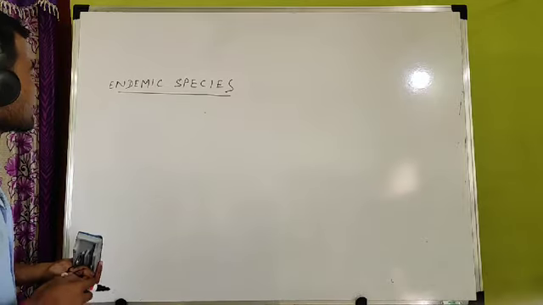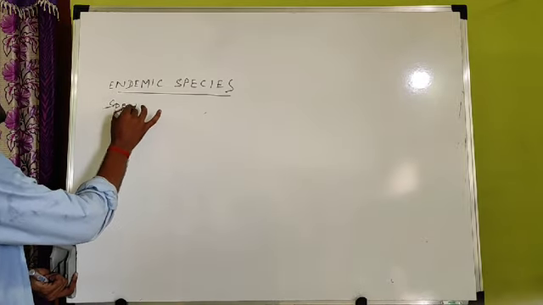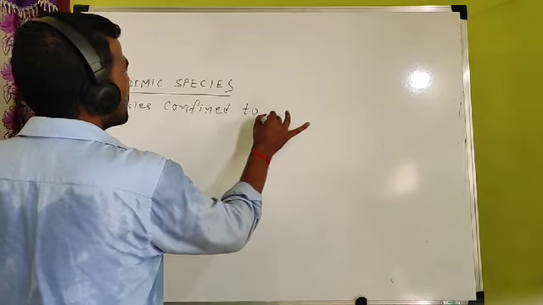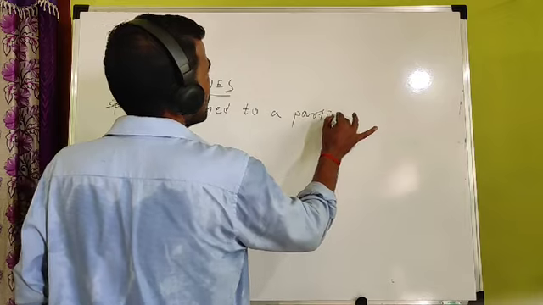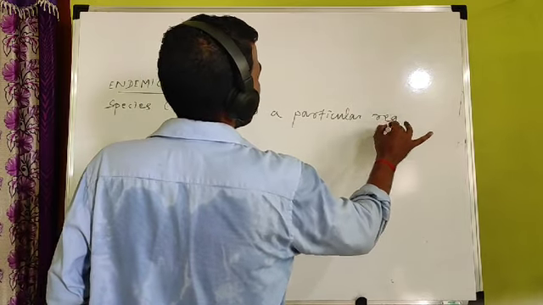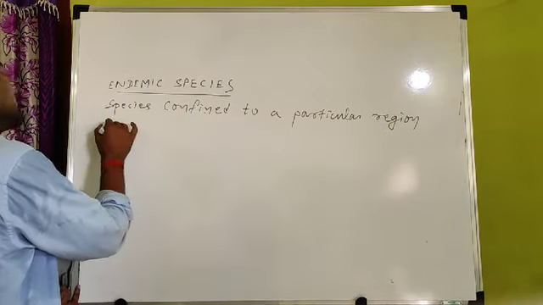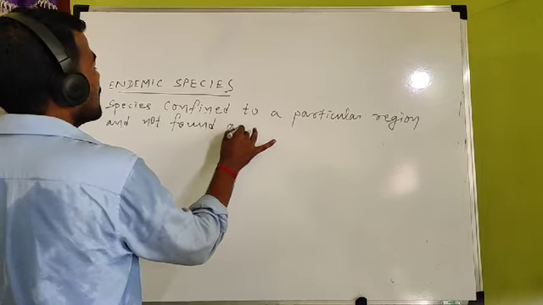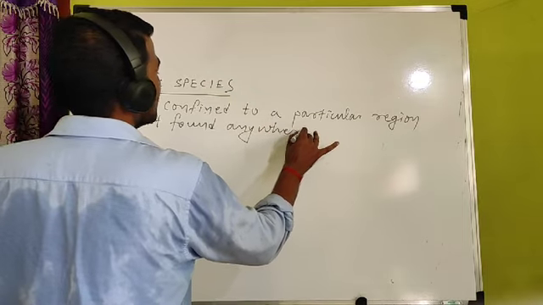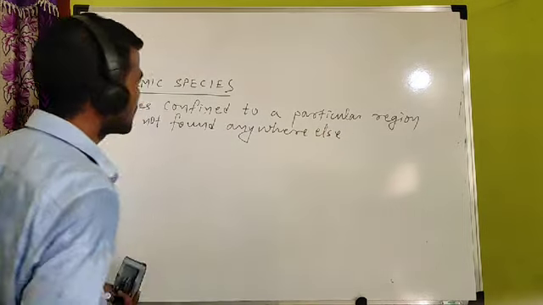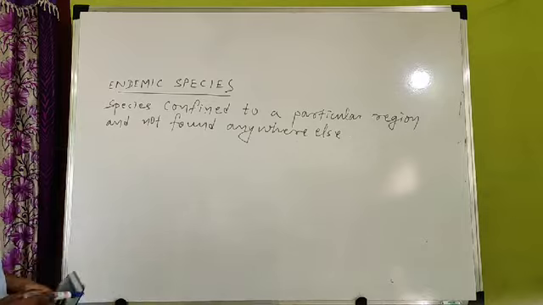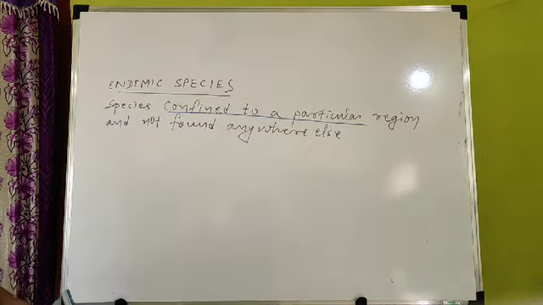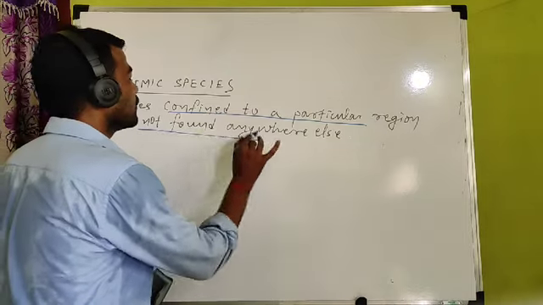But what is an endemic species? A species confined to a particular region and not found anywhere else is known as an endemic species. It is found in a particular area, and not found anywhere else.